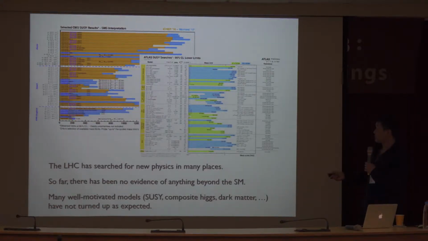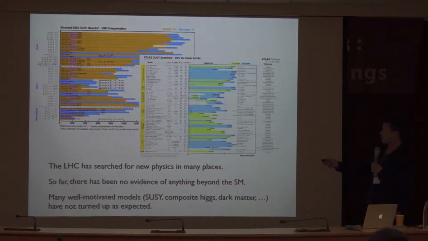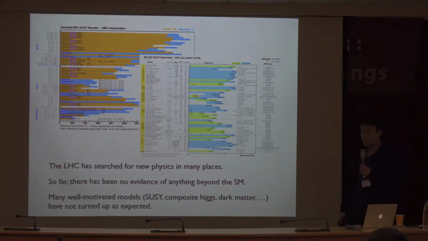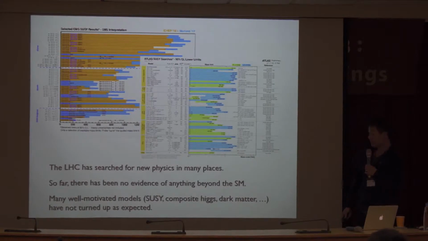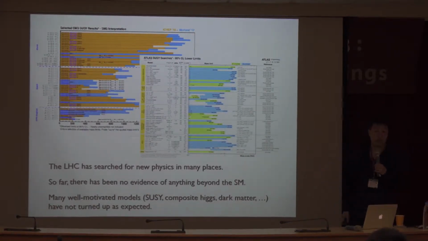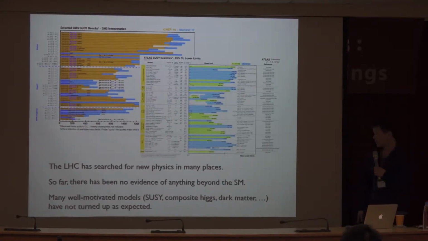So just by way of some motivation, as you all know, the LHC has searched for new physics in many, many places. And so far, what we have to show for it are these unreadable limit plots showing the limits on new physics particle masses, reaching up to 1 and even 2, in some cases 2 TeV. And so far, there's been no evidence of anything beyond the standard model. And in particular, many well-motivated models like supersymmetry, quasi-Higgs, dark matter have not turned out as expected.